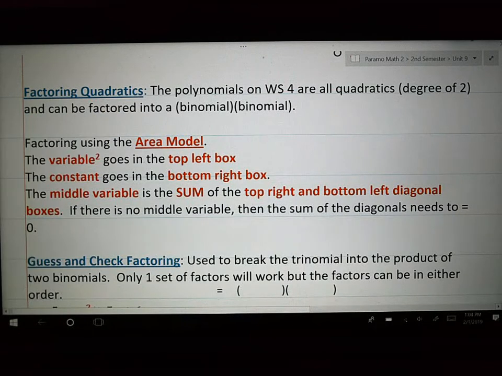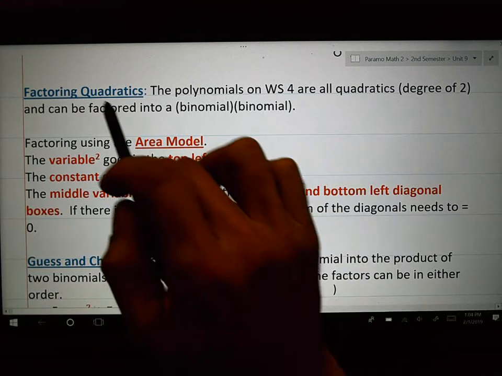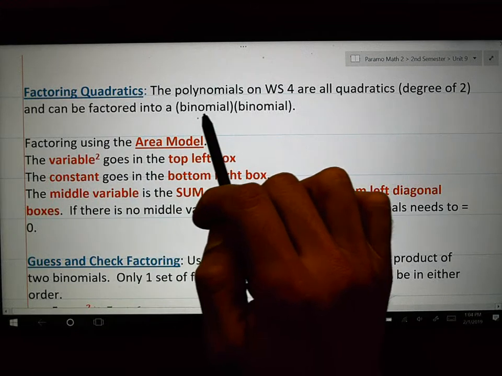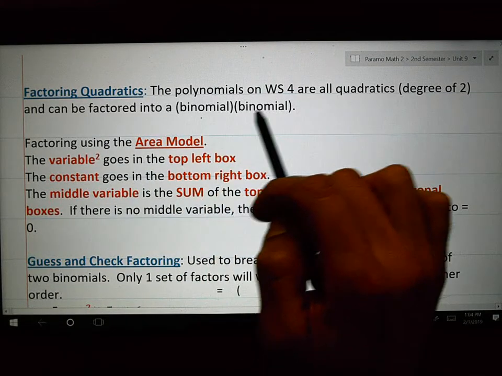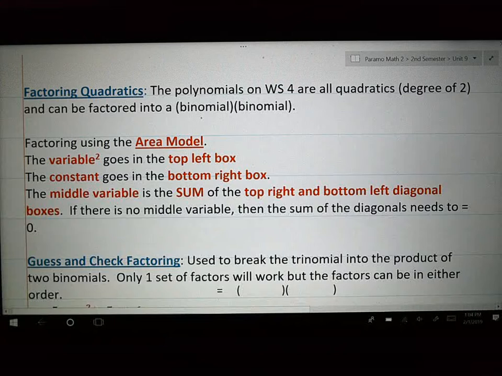So in the previous section, we talked about how these are going to be things with a degree of 2. And since they are all quadratics, and most of them will be either trinomials or binomials, they are all going to factor into a binomial times a binomial in parentheses. Remember, factoring just means turn this thing into multiplication. We're going to turn things that are addition and subtraction into multiplication.